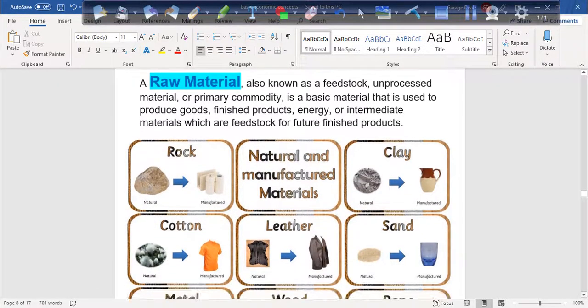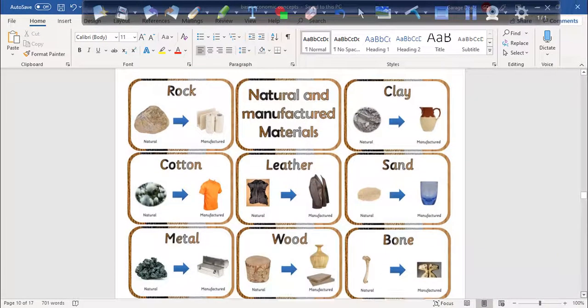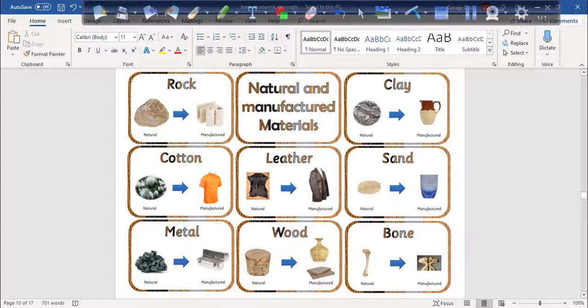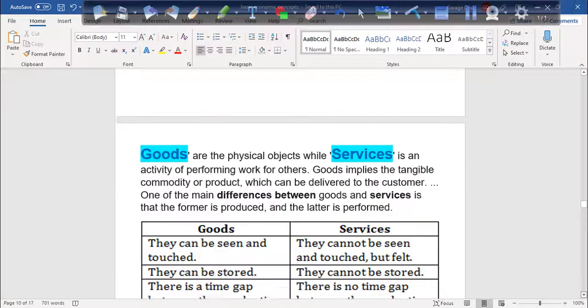Okay, and here, raw materials, the different types of raw materials. Okay, let's go ahead and slide it up to the next, just a little bit. Okay, there we are. Okay, and we're going to move it up.